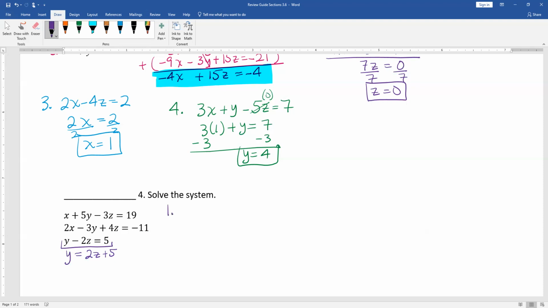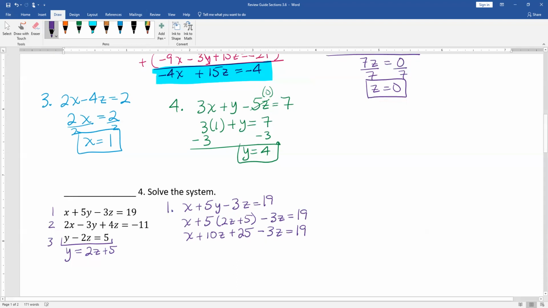So when I do that, I take the other two equations. So this one is x, first one, again, 1, 2, 3. X plus 5y minus 3z equals 19. I'm going to plug in the 2z plus 5 for the y. So x plus 5 times 2z plus 5 minus 3z equals 19. Distribute your 5. X plus 10z plus 25 minus 3z.